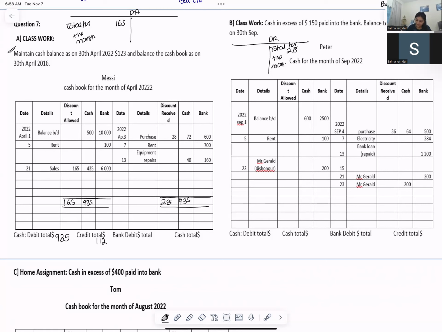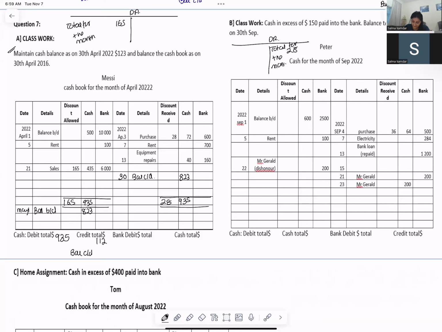Okay, so I will write the debit total on both the sides. From that, I will deduct the credit total. I will get how much? 935 minus 112. So I am getting 823. Is my balance closed down? Cash account always has a debit balance. So on the last date, that is April 30, cash account, and then you bring down this balance on May 1, balance brought down as 823.